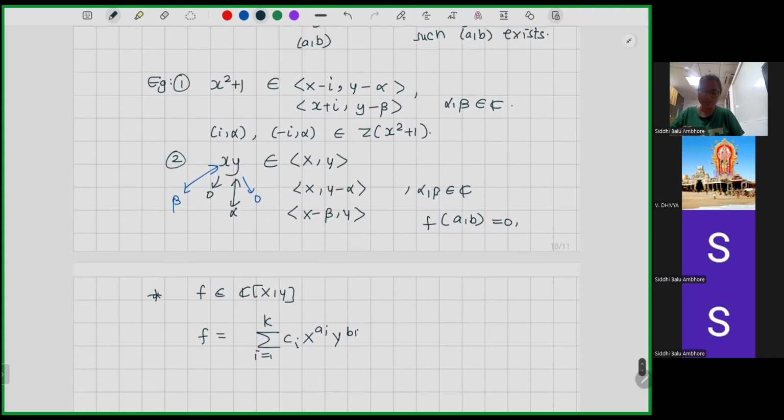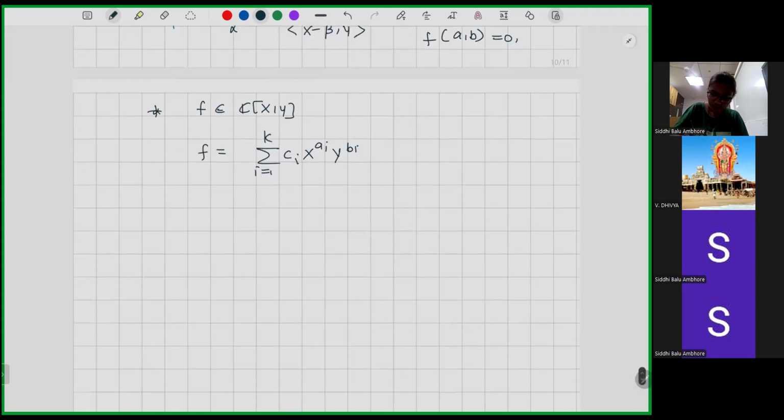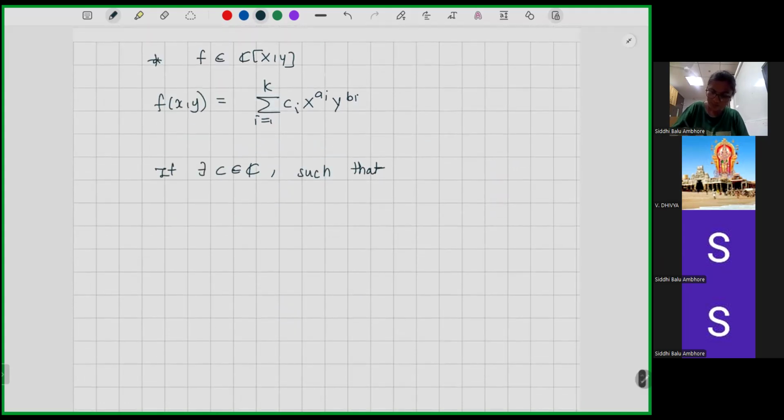So like in the first case, if I have some alpha in C, some constant in complex numbers, such that when I substitute that complex number at x, then I get 0. Then in that case, if there exists c in complex such that, so this f is actually f of x comma y, right? Such that f of c comma y is 0.